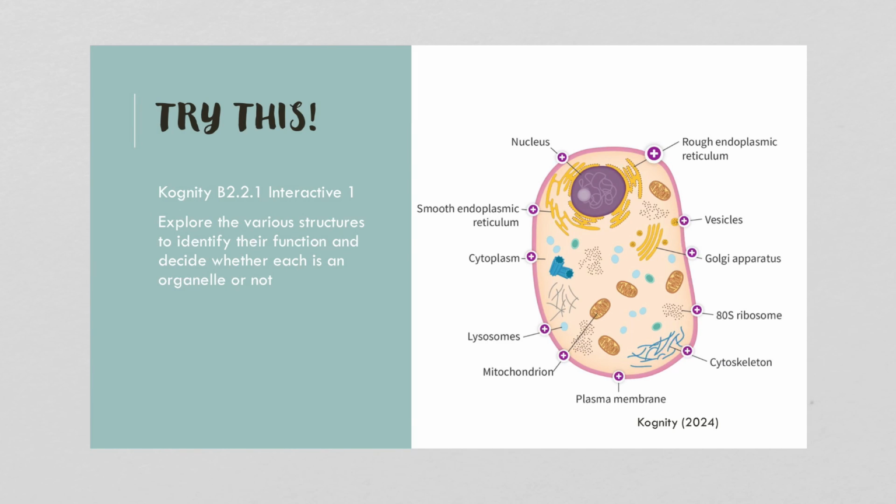Before proceeding with the rest of the video, you should go to your cognitive textbook and do interactive 1 in the B2.2.1 section and have a look at all the different organelles. This would be within an animal cell. And then identify what their function is and decide whether each is an organelle or not. So take some time to do that.